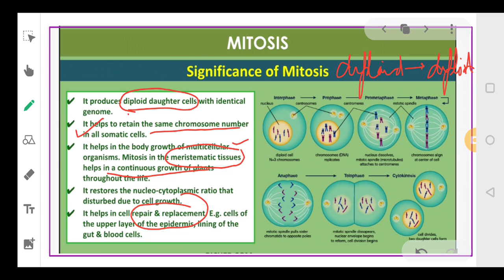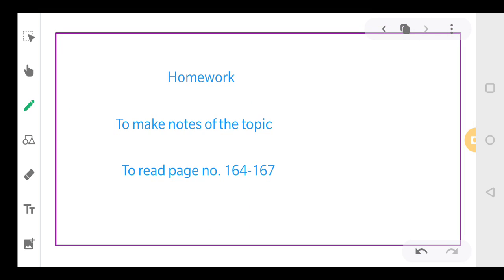And the most important, everyone, mitosis basically helps to restore the nucleo-cytoplasmic ratio. Because first the nucleus divides, then the cytoplasm divides equally. So there is equal division of the nucleus as well as the cytoplasm. So generation after generation, the nucleo-cytoplasmic ratio remains the same, right? So with this we finish our topic, dear students.